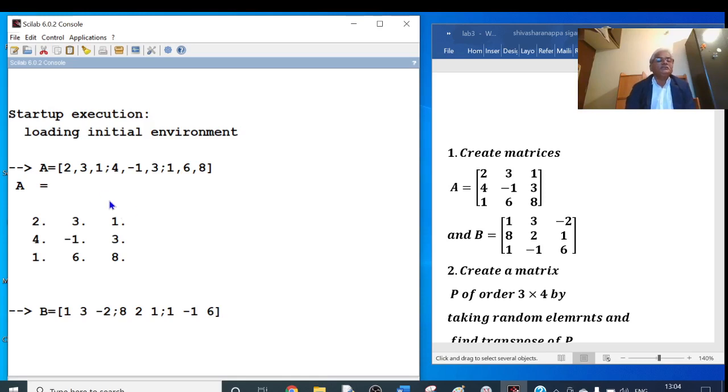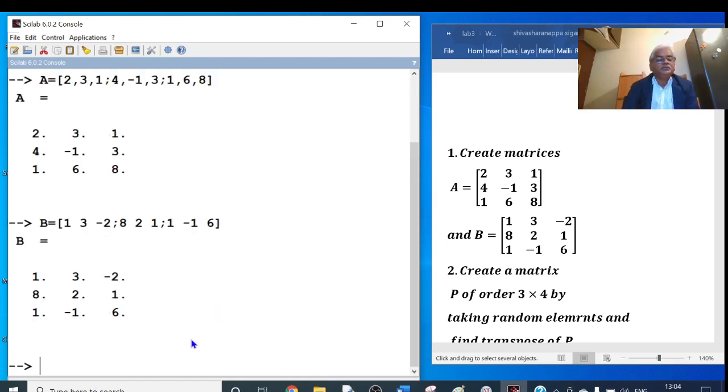So in the first example, I have given a comma between two elements. Here I have given a space between two elements. Then what happens? Yes, this also creates the matrix. That is, here we can give commas or we can give spaces, or we can give a combination of these two also, one comma and another a space. That also can be done.